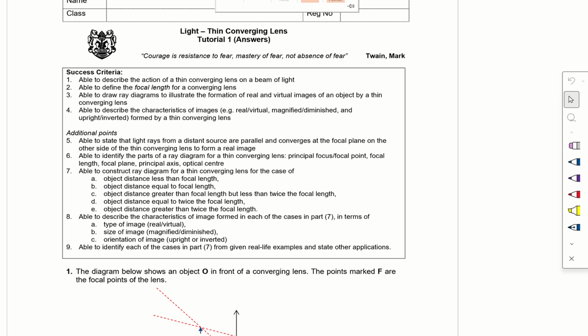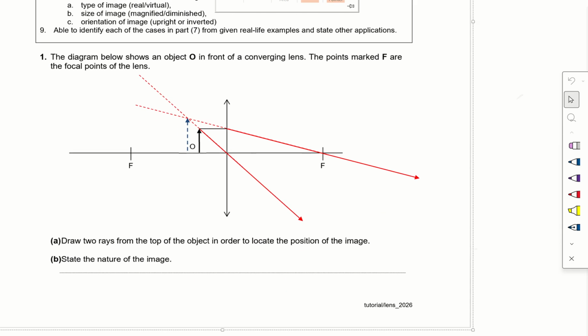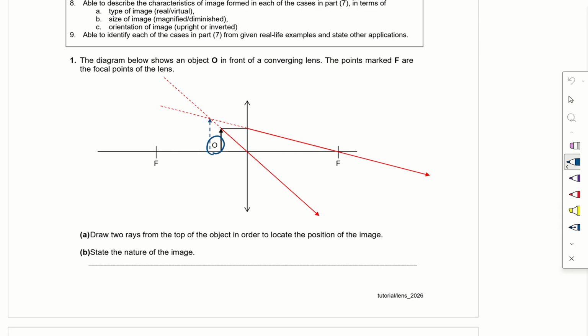Okay, for this video, I'll be going through the light thin converging lens tutorial. Question 1. The diagram below shows an object, which is this, placed in front of a converging lens. So this is a converging lens, right? The points marked F are the focal points. So these are the focal points.